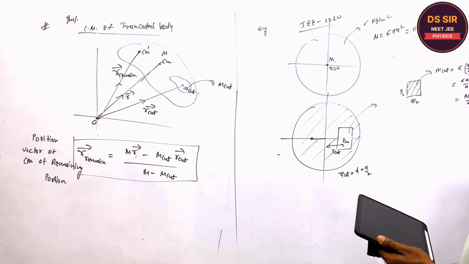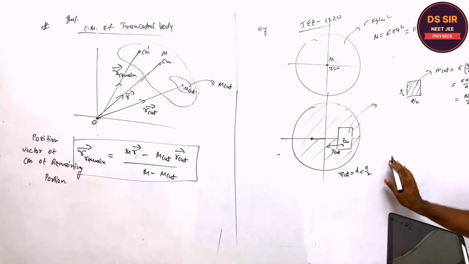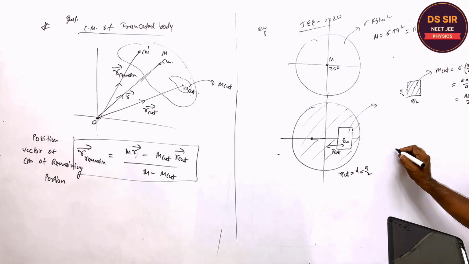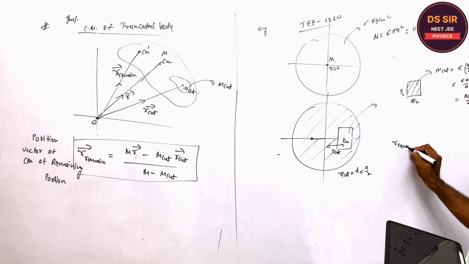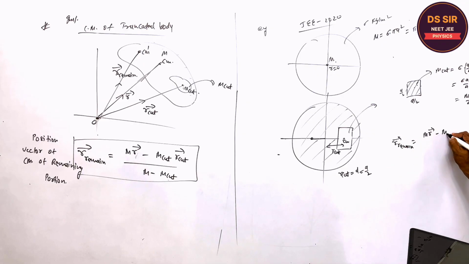Are you getting or not? Yes, Varshaz. This is a by 2. So what formula will I apply? The r remaining is equal to what? m1 r1 minus m cut r cut divided by m minus m cut.